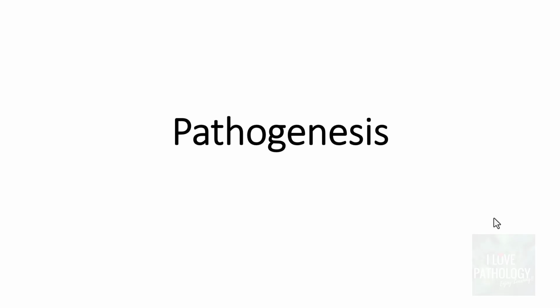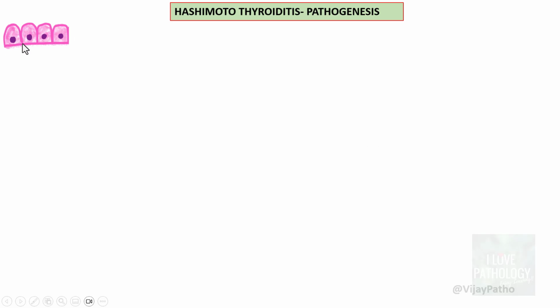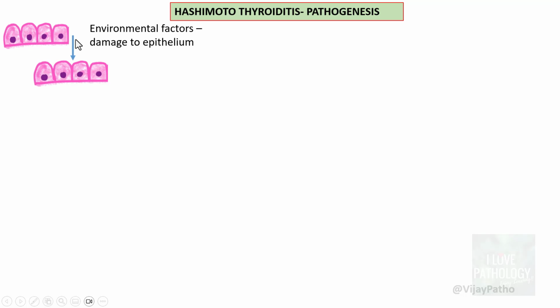So now let us understand why the normal thyroid parenchyma is destroyed in Hashimoto thyroiditis. This is the normal thyroid follicular epithelial cell. Whenever there are environmental insults in the form of infections, in the form of stress, in the form of even pregnancy, it results in damage to the normal epithelium. So once there is damage to the normal epithelium, that results in exposure of antigens. Normally the antigens are sequestered within the cells. Okay, that's why there is no reaction.